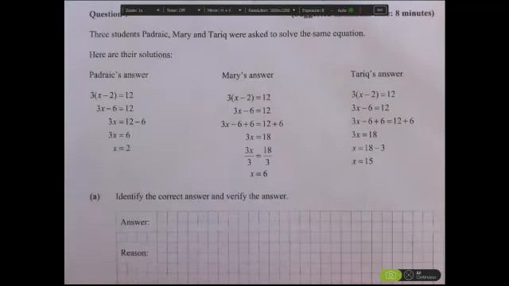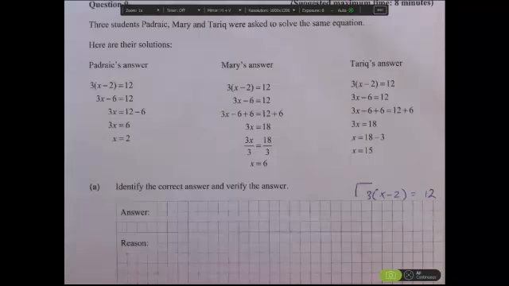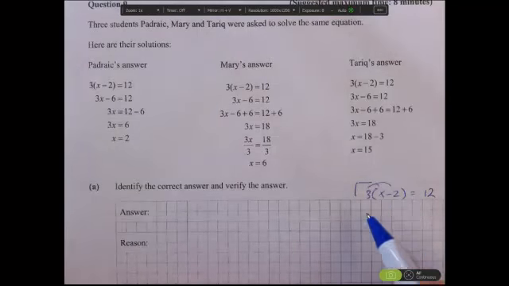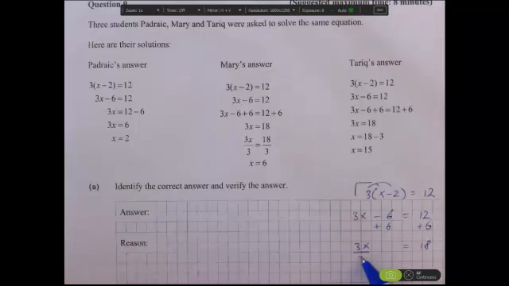I would look to try and solve it myself and see what answer I got. So the first thing that's going to happen is that 3 is going to multiply in, so you'll have 3x minus 6 is equal to 12. I'm going to add 6 to both sides, so I'll have 3x is equal to 18. I'm going to divide both sides by 3, so x is going to equal 6. So based on my own solution, I'm going to say that Mary's answer is correct.